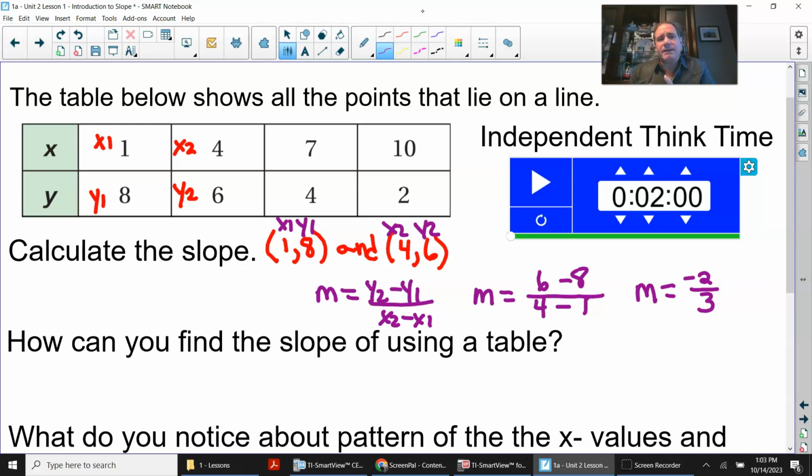What do you notice about the pattern of the x's and pattern of the y's? Well, the x's are increasing by 3. That's the pattern. It's remaining the same. And the y is decreasing by 2. And then when the x increases and the y decreases, you're probably going to have a negative slope. You will have a negative slope, and we do. And that is it.